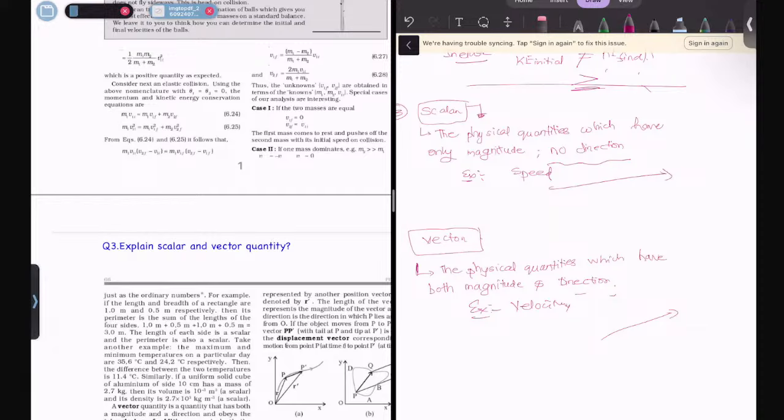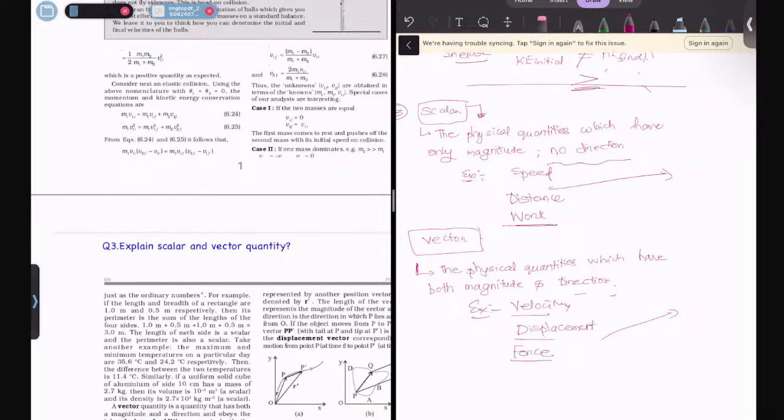So what are the other scalar quantities you know of? Distance is another scalar quantity. For vector, you can write displacement. What are the other quantities you know of? For scalar quantity, you can write work. It is a scalar quantity. It doesn't have any direction. Then for vector quantity, what can you write? Force is a vector quantity. Displacement is a vector quantity. Velocity is a vector quantity.